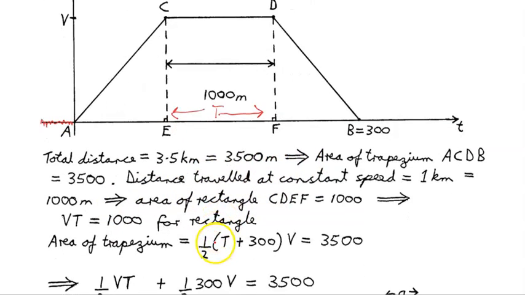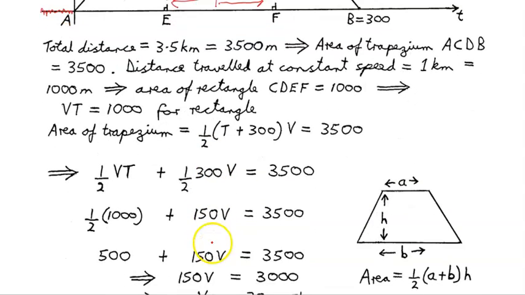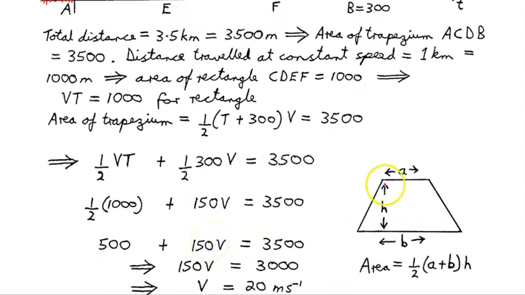Now, area of a trapezium. Let's just remind ourselves what that is. Let's just go down here to the right. Here's a trapezium. This length's A, this length's B. This is the vertical height. Then the area is the two lengths A and B added together in parentheses times the vertical height divided by 2.